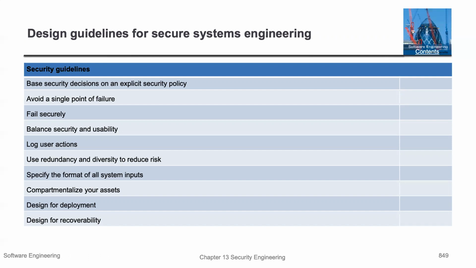You can just be mindful of all of these things: base security decisions on an explicit security policy, avoid a single point of failure, try to fail securely, balance between security and usability, have user log actions, use redundancy and diversity to reduce risk, and specify the format of all system inputs. You want to have compartmentalization of your assets. You want to design for deployment and design for recoverability.